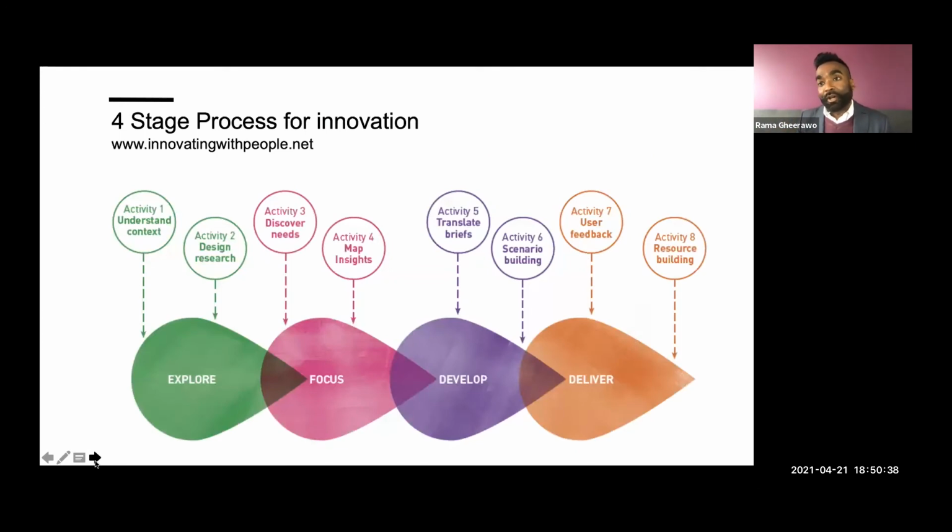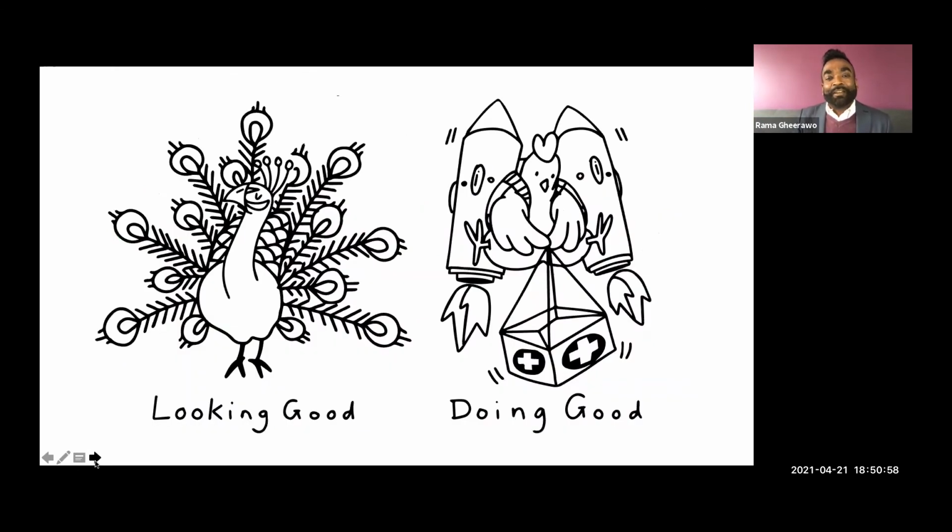Inclusive design has a process, and this is one of them, but a lot of it is adding many activities to the fundamental processes of design: exploration, focus, development, and delivery. I won't go into that in detail because the students have been getting this from me all week, but it's quite simply put. Inclusive design isn't just about looking good, like the peacock on the left. It is about doing good.